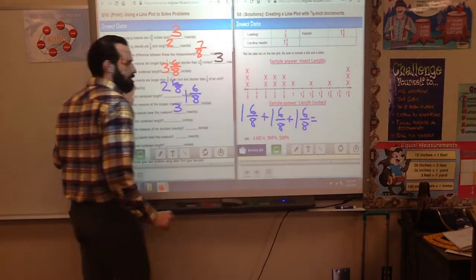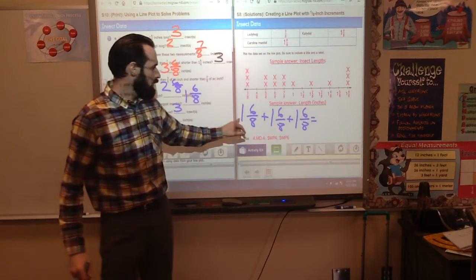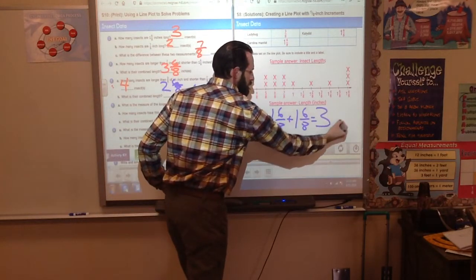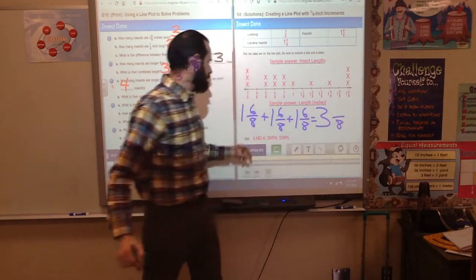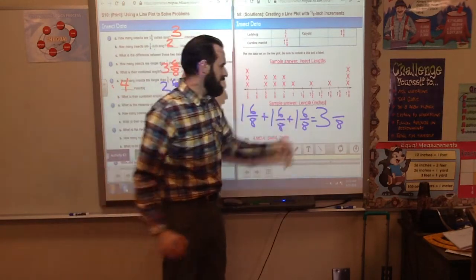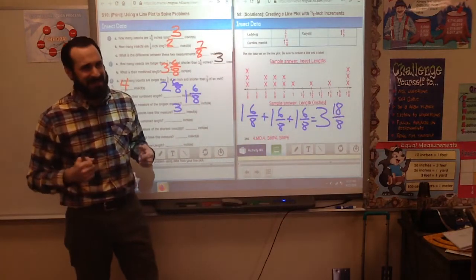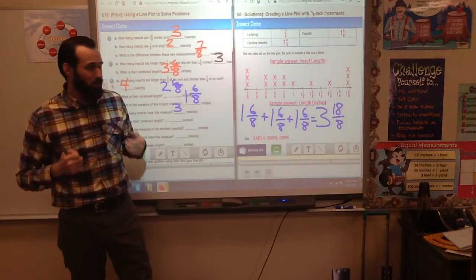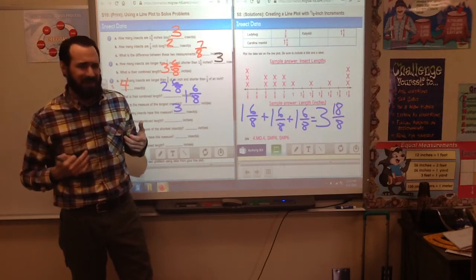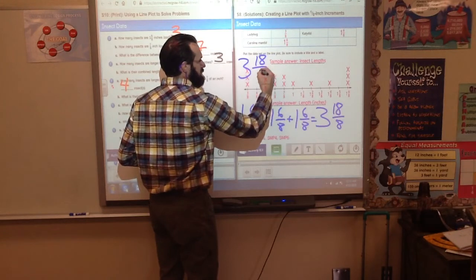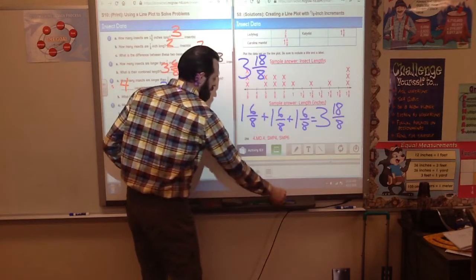Okay, if we do that, we're going to end up with 1, 2, 3, and for the eighths, 6, 12, 18. So you could say that it's 3 18/8 inches long, but we know that that doesn't really make sense. So I'm going to write my 3 18/8 here, so I don't lose that.